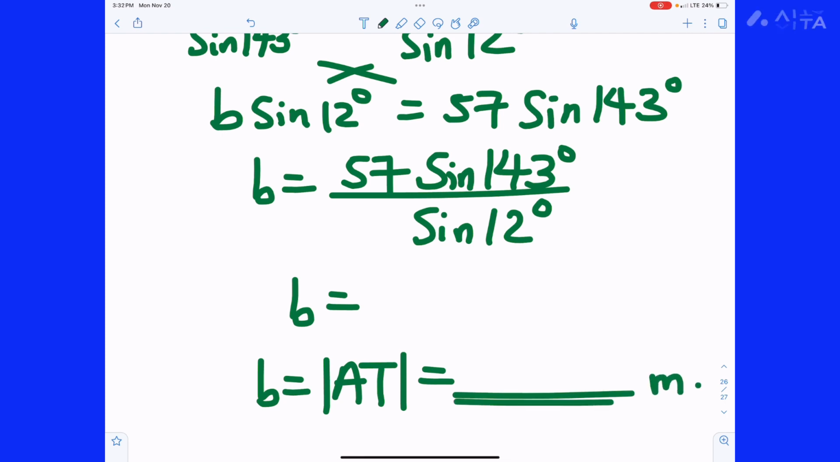That ends our first set of examples on the applications of sine rule. We'll be taking more in future in our next videos.